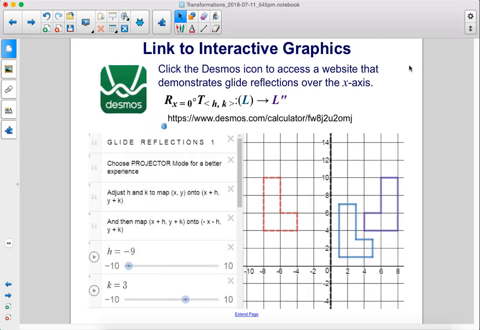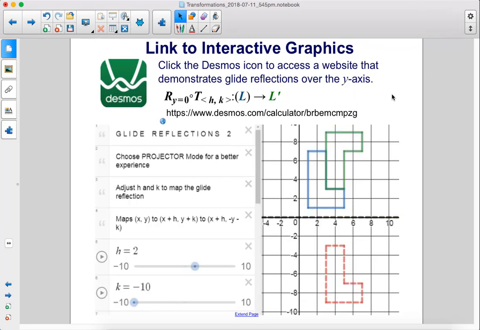Click the Desmos icon to access a website that demonstrates glide reflections over the x-axis. Click the Desmos icon to access a website that demonstrates glide reflections over the y-axis.